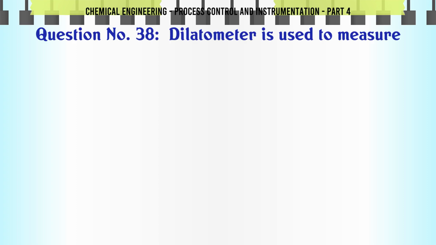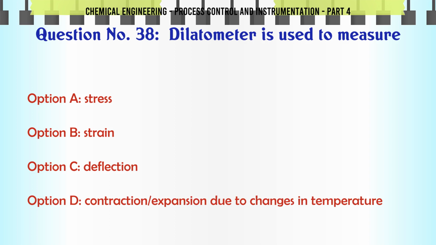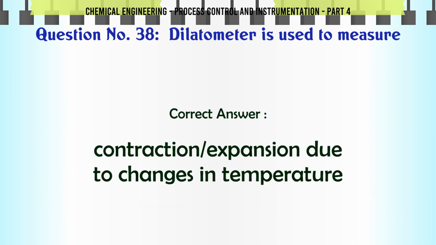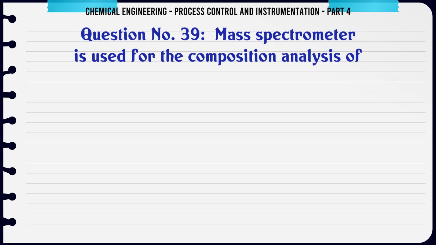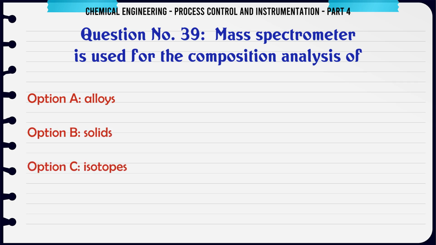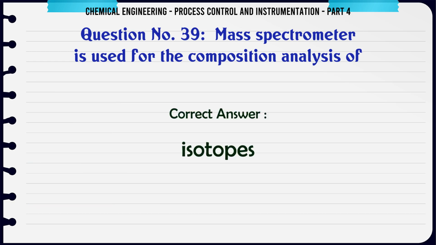Dilatometer is used to measure A. Stress, B. Strain, C. Deflection, D. Contraction expansion due to changes in temperature. The correct answer is contraction expansion due to changes in temperature. Mass spectrometer is used for the composition analysis of A. Alloys, B. Solids, C. Isotopes, D. None of these. The correct answer is isotopes.